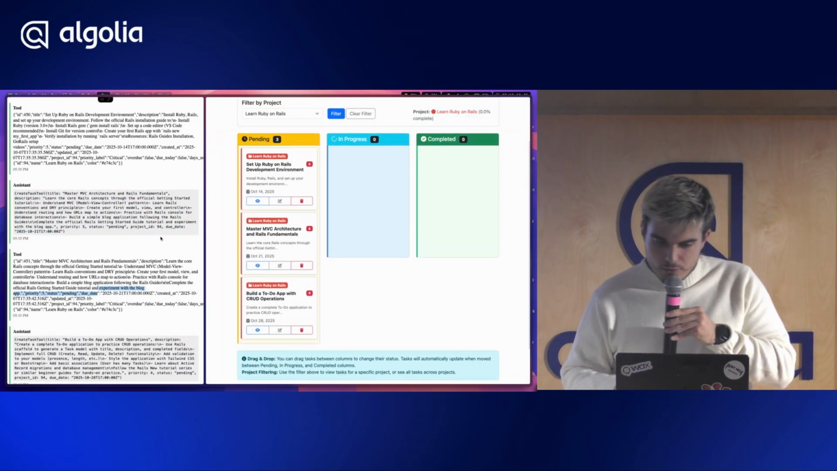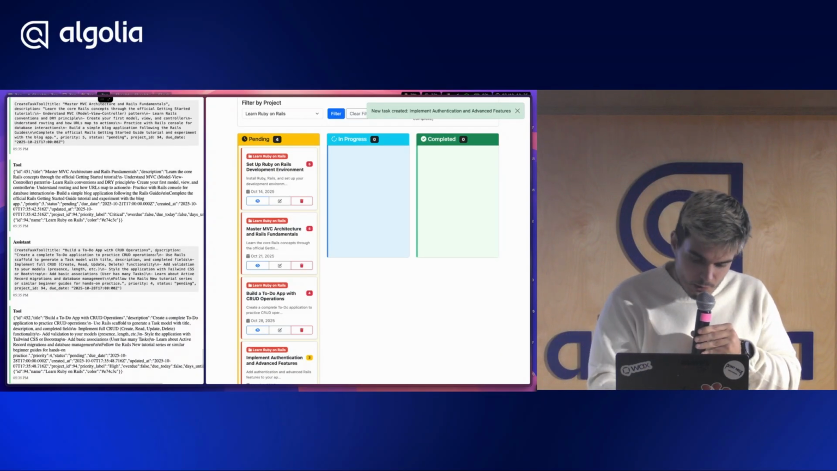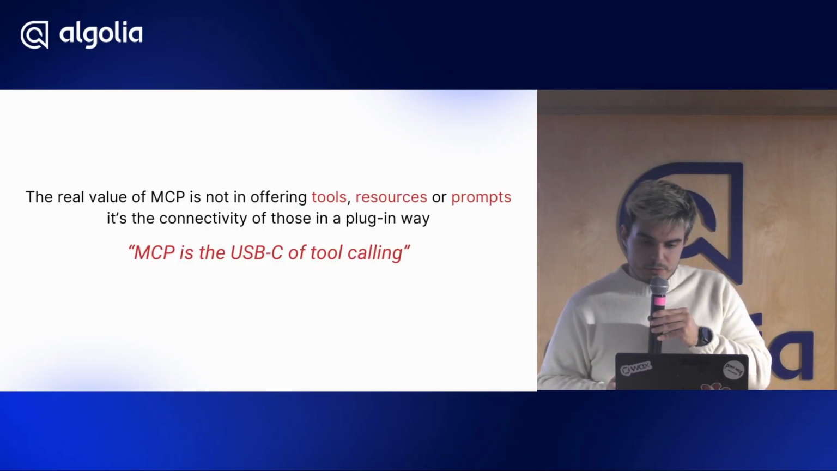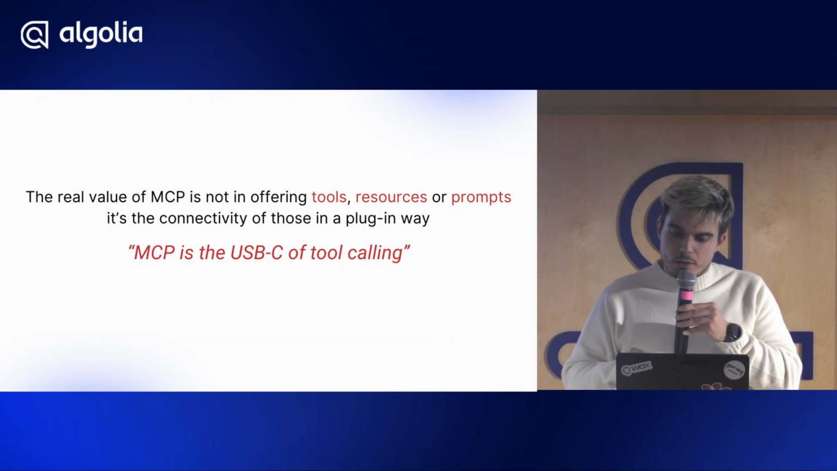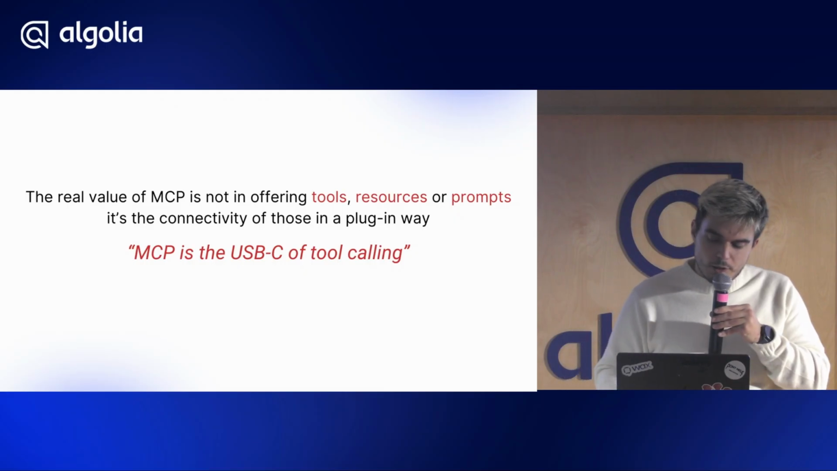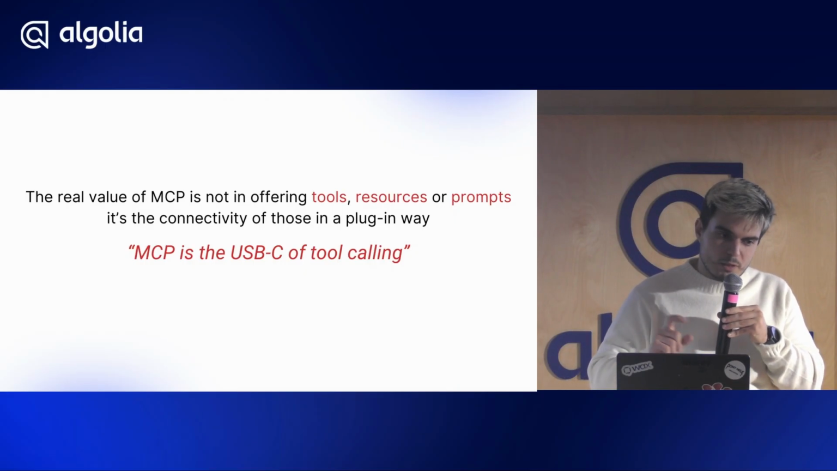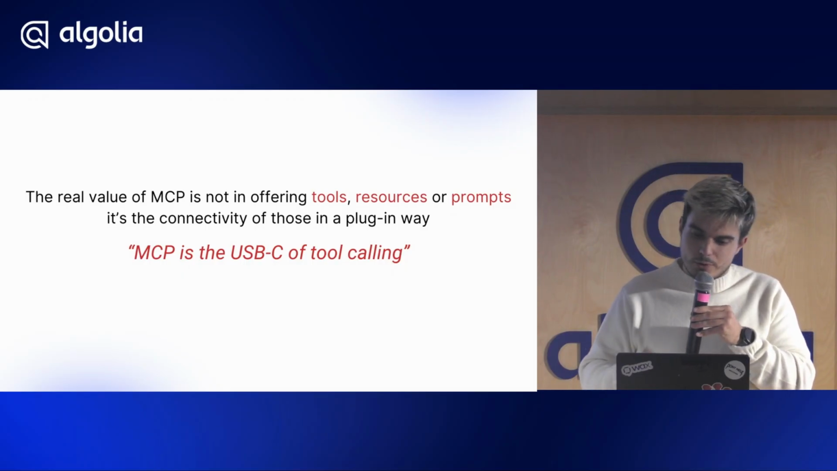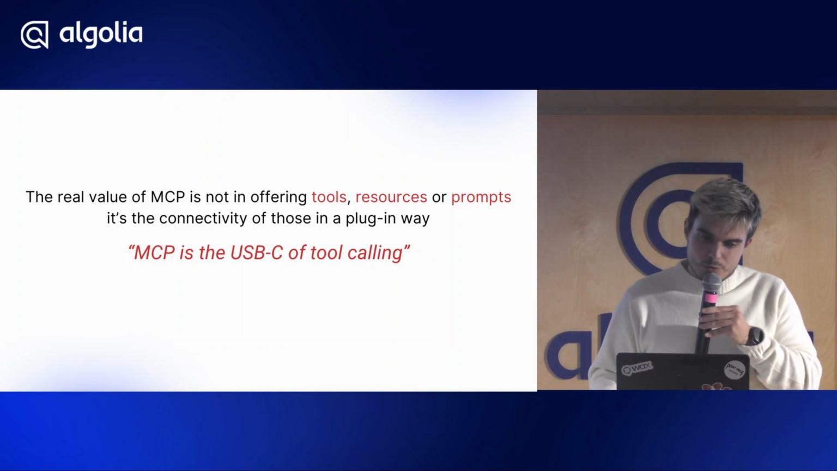So then I can interact and do lots of stuff, and it will only call the tools whenever it needs. And now, this is the real value of MCP. It's not in offering tools, resources, or prompts. It's the connectivity of those in a plugin way. That's why in the official documentation you have MCP as the USB-C of tool calling, and that's why I think it's important when you're doing a Rails app that you should think about maybe someone that is requesting your API is also requesting your API through maybe a locally coded MCP server or through tools without you knowing.